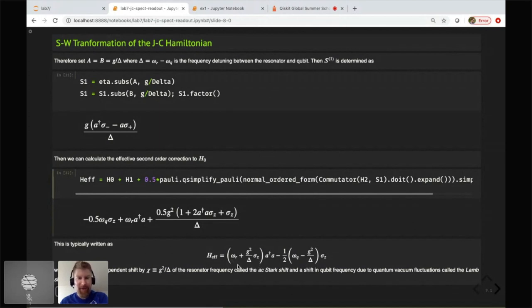And in fact, this shift here is called the AC Stark shift, and that changes the qubit frequency. And then we also have another shift called the Lamb shift, which is due to quantum vacuum fluctuation. So it's a slight modification of the qubit frequency. Alternatively, you can also see that if you move this term over here, then the qubit frequency also depends on the number of photons in the resonator. So that's another thing that you can look at, but something that we're not going to explore today.